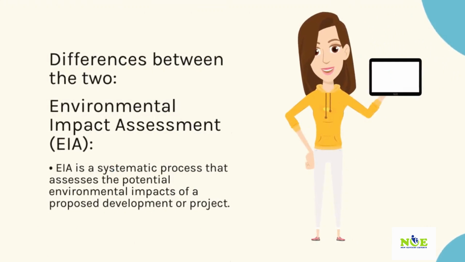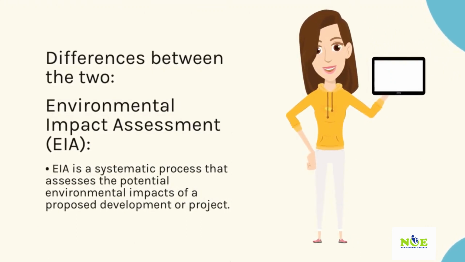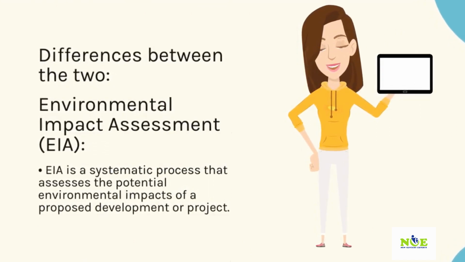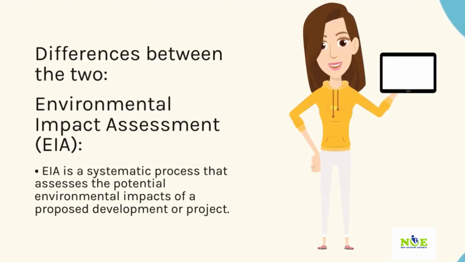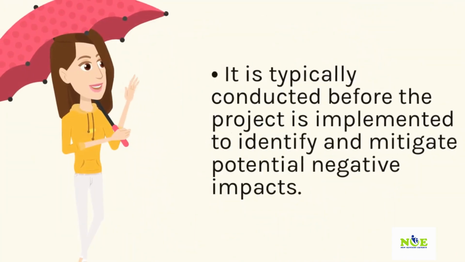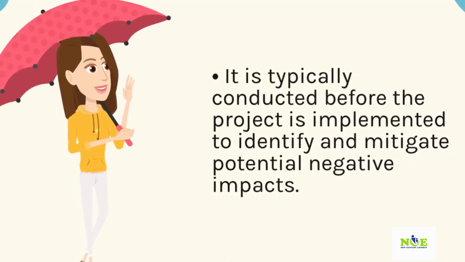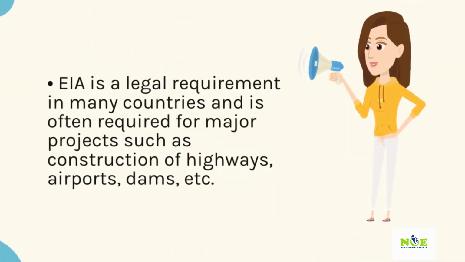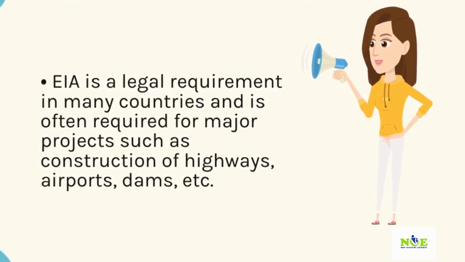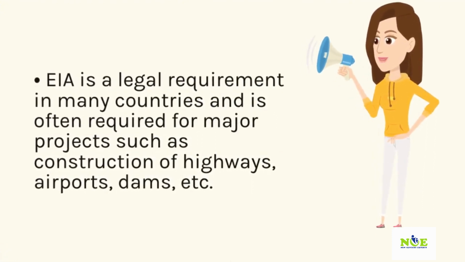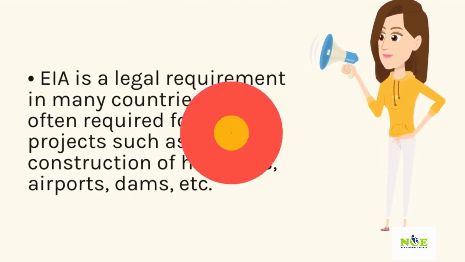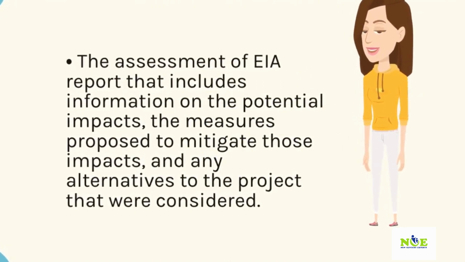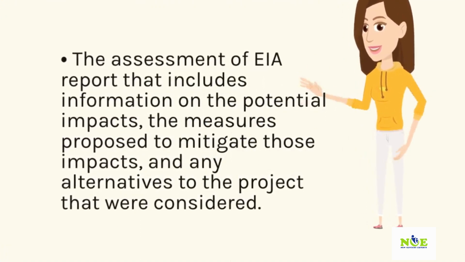Differences between the two. Environmental Impact Assessment (EIA). EIA is a systematic process that assesses the potential environmental impacts of a proposed development or project. It is typically conducted before the project is implemented to identify and mitigate potential negative impacts. EIA is a legal requirement in many countries and is often required for major projects such as construction of highways, airports, dams, etc. The EIA report includes information on the potential impacts, the measures proposed to mitigate those impacts, and any alternatives to the project that were considered.